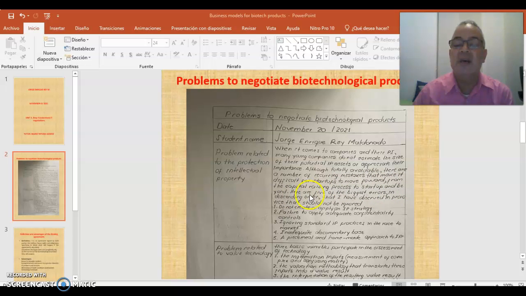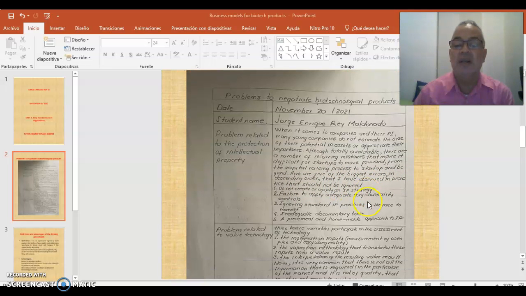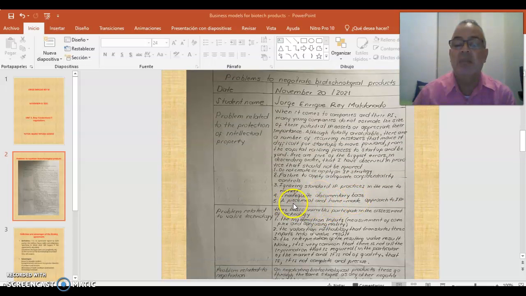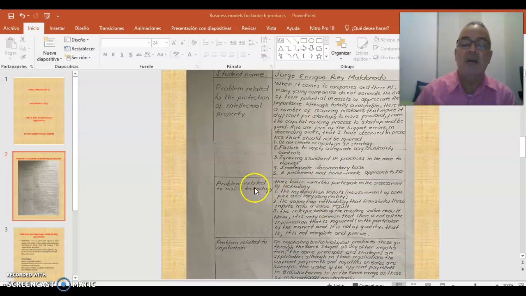Here are the 5 biggest errors, in descending order, that I have observed in practice and that should not be ignored. Do not create or apply an IP strategy. Failure to apply adequate confidentiality controls. Ignoring standard IP practice in the race to market. Inadequate documentary base. A piecemeal and homemade approach to IP.